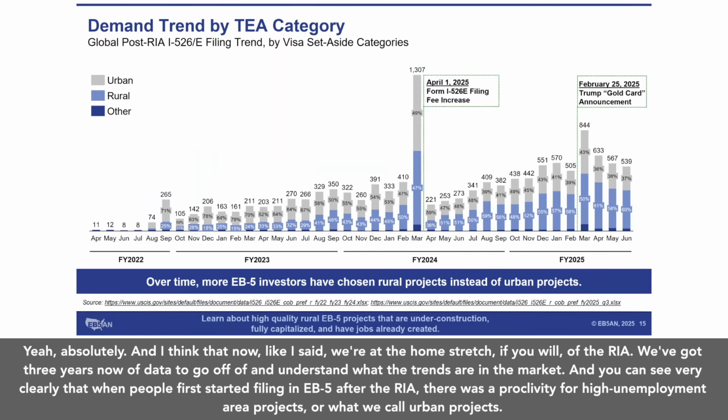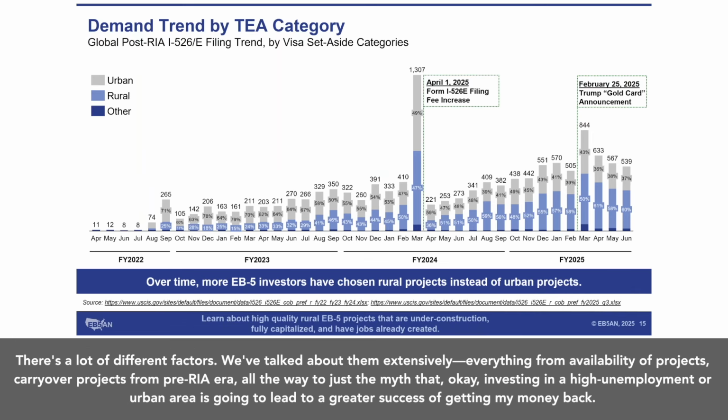Yeah, absolutely. And I think that we're now, like I said, at the home stretch, if you will, of the RIA. We've got 3 years now of data to go off of and understand what the trends are in the market. And you can see very clearly that when people first started filing in EB-5 after the RIA, there was a proclivity for high unemployment area projects, or what we call urban projects.